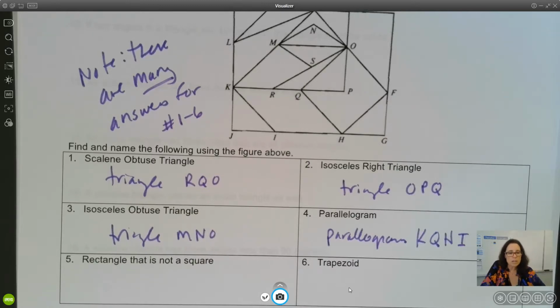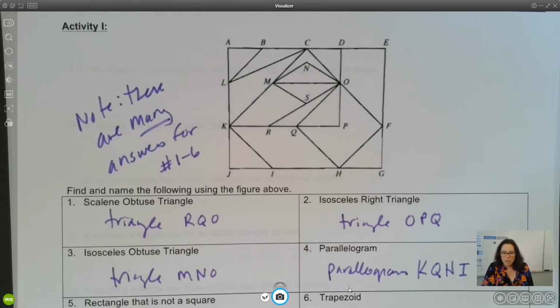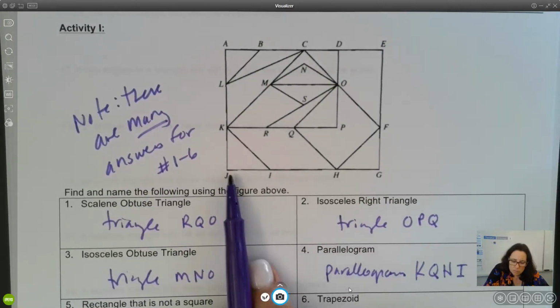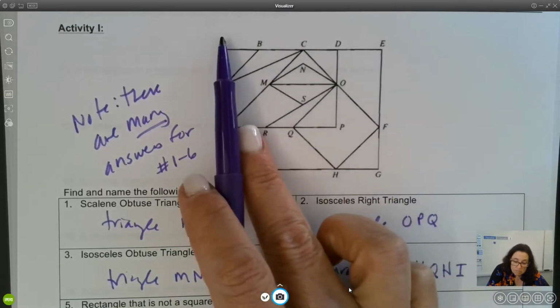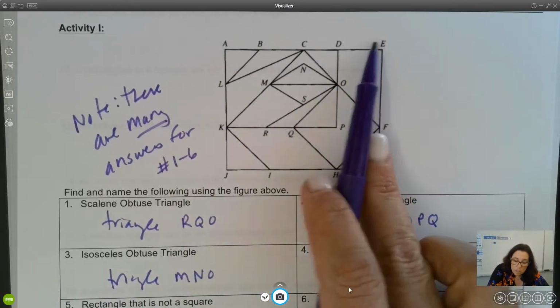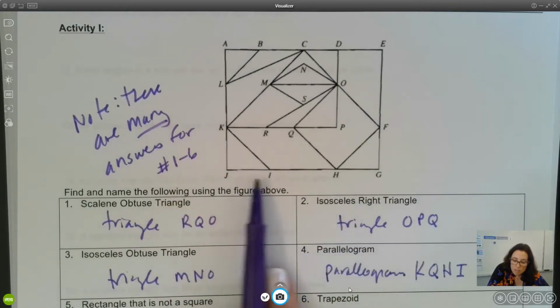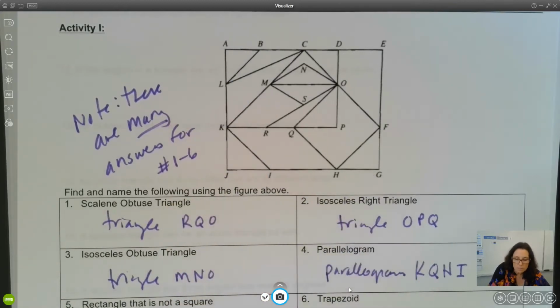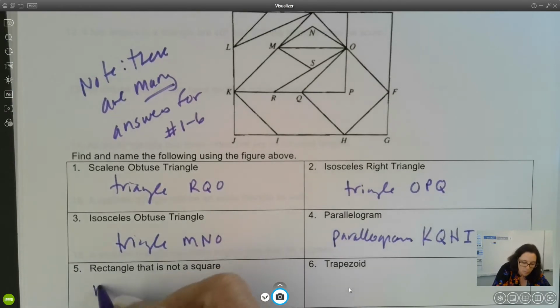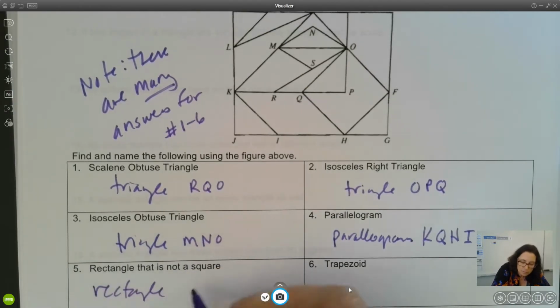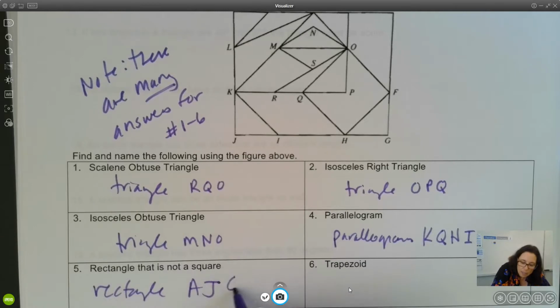A rectangle that is not a square. Does everybody understand a square is a rectangle? So we're looking for a rectangle that is not a square. How about this big giant AJGE? Kind of looks like this is smaller than this, so that's going to be a rectangle. Rectangle AJGE.